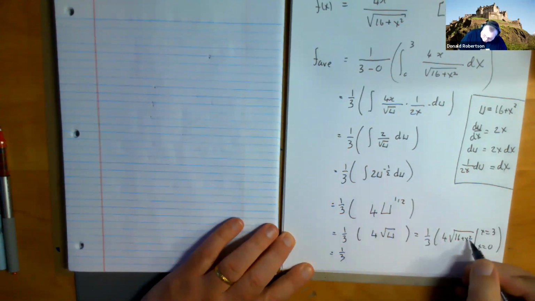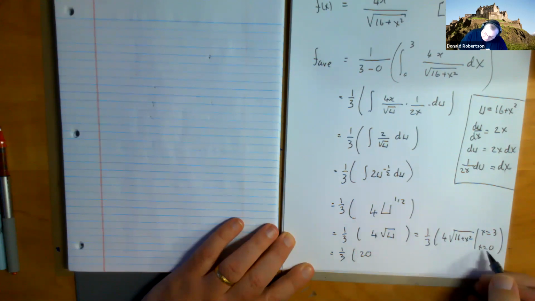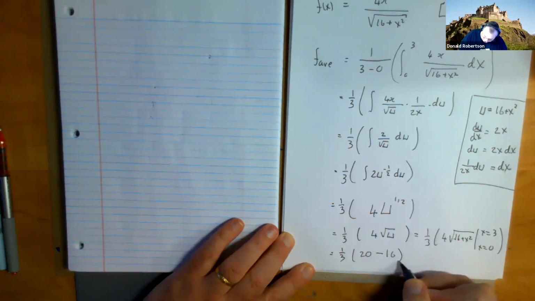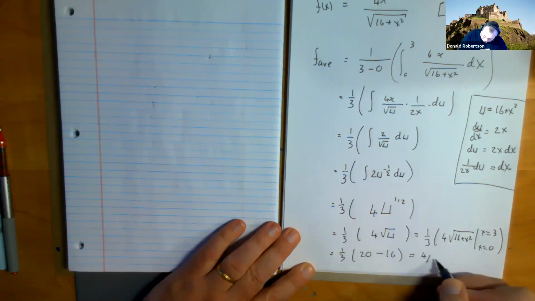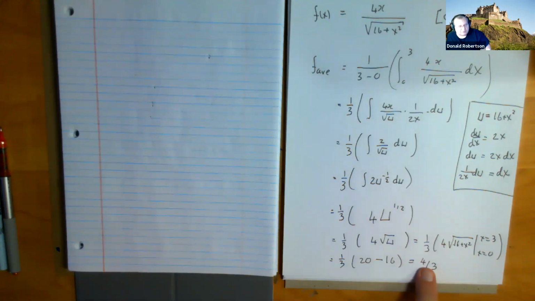If you plug in 3, you get 9. 16 add 9 is 25. Square root of 25 is 5. 4 lots of 5 get you 20. You plug in 0, you get 16. Square root of 16 is 4. 4 4s are 16. So you take away 16. And the final answer, the average value of this particular function is 4/3. So if you sketched it, it might start low and it might finish high, but its average height is going to be about 4/3 of the x-axis, about 4/3 high.